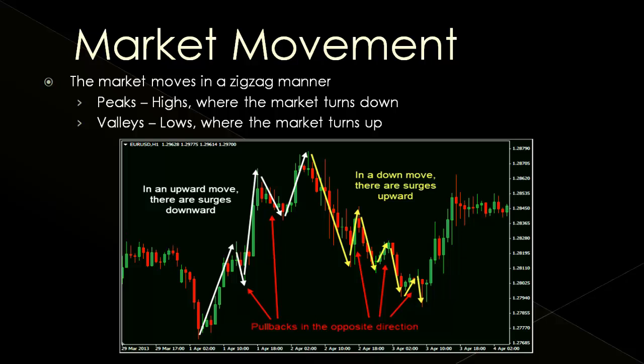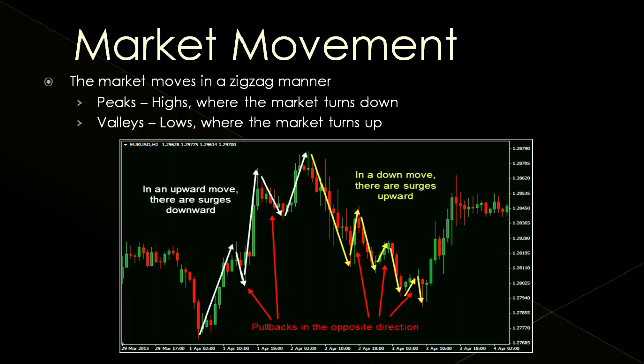So let's get started. Now, the Forex market never moves in a straight line. In fact, the market moves in a zigzag manner. As you can see on the image on your screen, in an upward move, there are surges downward, and the same in a down move, there are surges upward. This is what causes the zigzag movement of the market. The market moves in a particular direction, but then pulls back in the opposite direction. This forms peaks and valleys. Peaks are essentially highs where the market turns downwards, and valleys are lows where the market turns upwards.